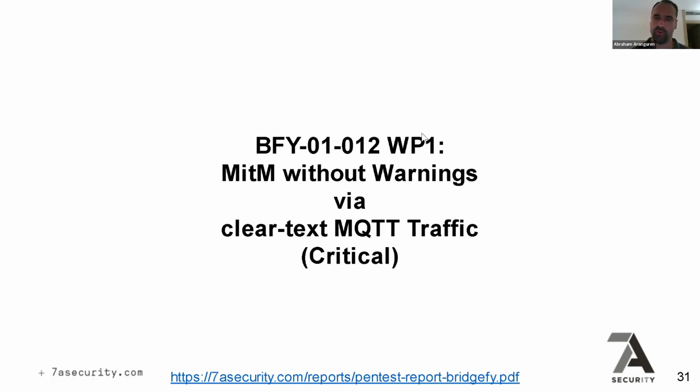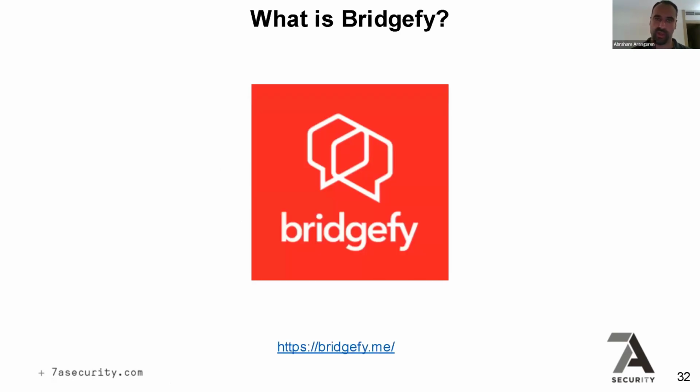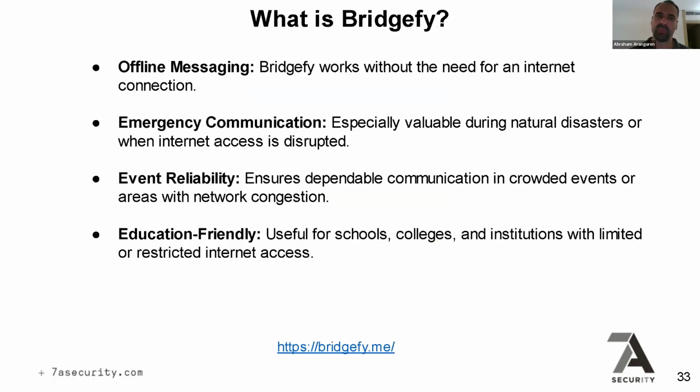So now let's see other issues, right? So this is man in the middle without warnings through clear text MQTT traffic, right? So MQTT traffic is sometimes an overlooked source of trouble, especially when you have IoT type stuff going on with mobile apps. And this was found in Bridgefy, right? So they obviously patched all this. But Bridgefy is actually a really cool application. So it offers offline messaging. So it works without the need for an internet connection, for emergency communication, and then you have event reliability, and it's education friendly, right? So it's useful for schools, colleges, and institutions with limited or restricted internet access.